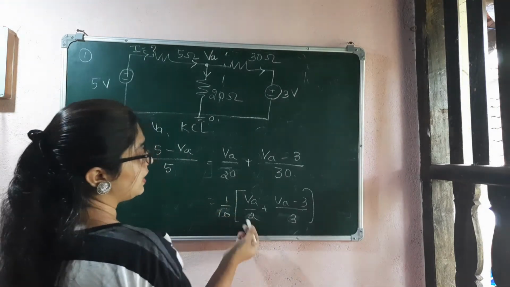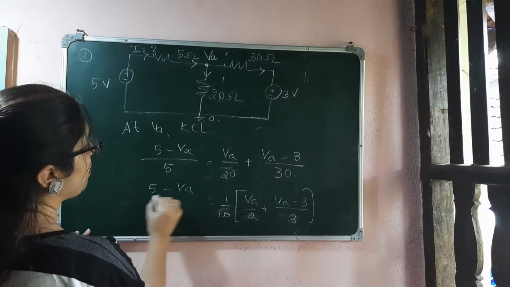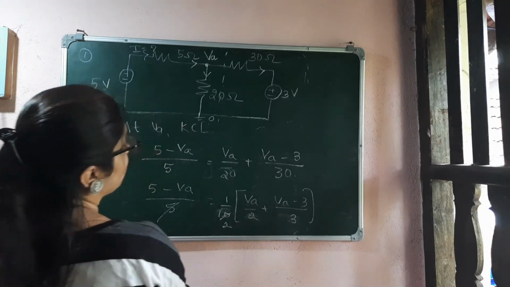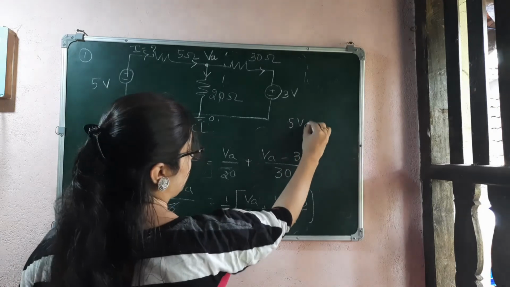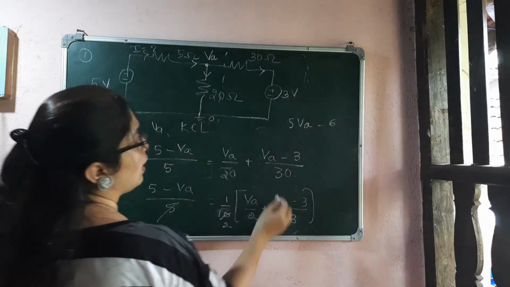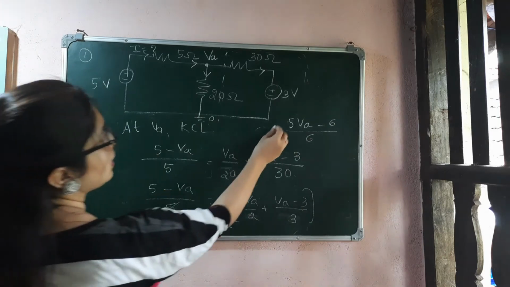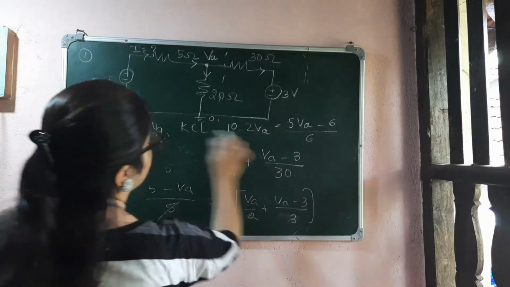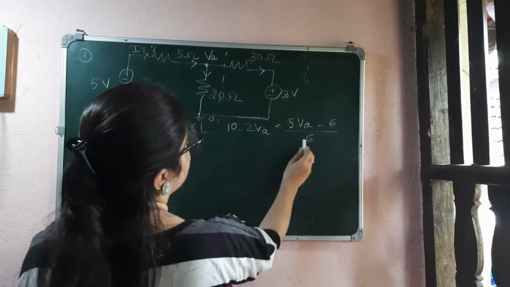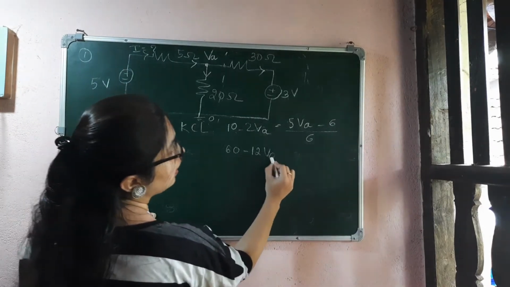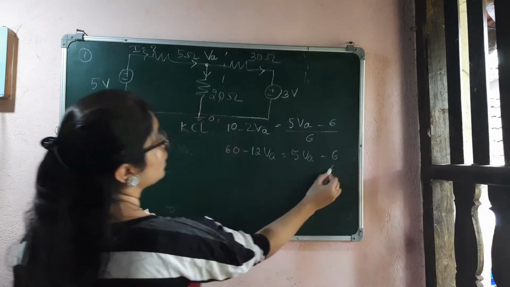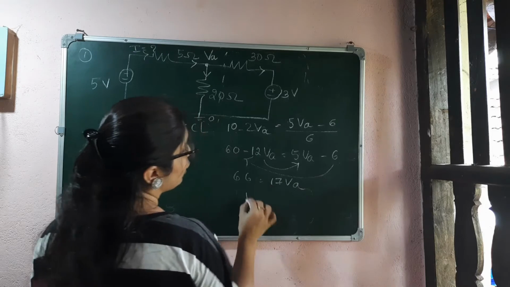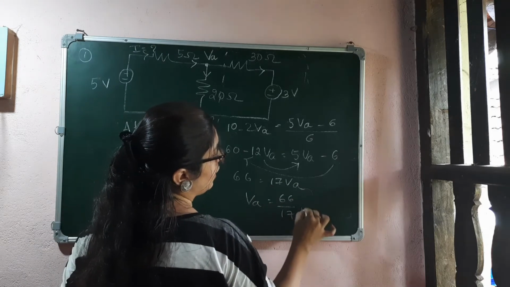So if I take 10 outside, this will be 5 minus VA by 5. So 5 into 2, and here it is 3 VA plus 2 VA, that is 5 VA, and this is minus 6 divided by 6. And here it is 10 and it is minus 2 VA. Okay, so now again, 6 times 10 is 60 minus 12 VA, that is equal to 5 VA minus 6. So if it comes this side, it becomes 66. If it goes this side, it becomes 17 VA. So VA is equal to 66 by 17 volts.